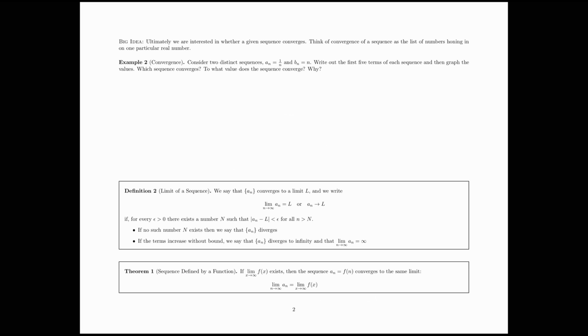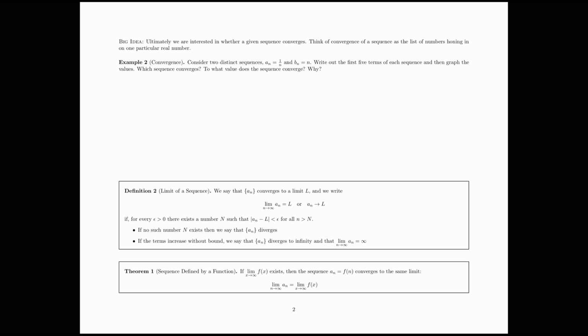All right, so the big idea for sequences is we want to know, does this list of numbers, if we write out an infinitely long list of numbers, do the numbers in this list appear to be getting closer to a particular number, a very specific number? This is what it means to converge. So if we have a list of numbers and they are all getting closer and closer and closer to this one specific real number, then we would say that the sequence converges to that specific real number.